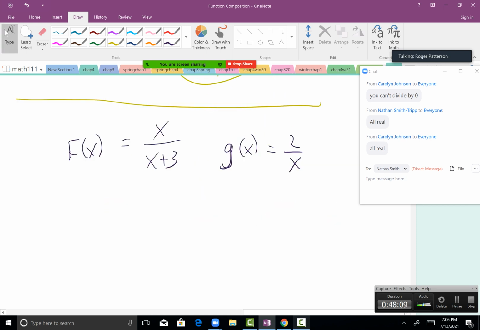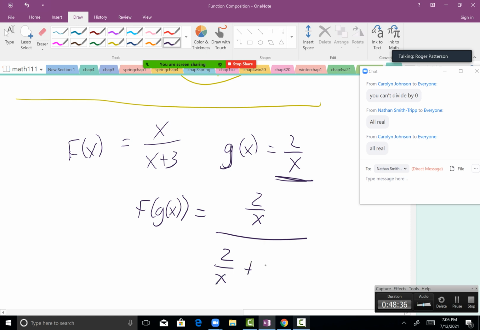All right, so now we got basically two rationals. That's why I didn't give it to you, because I don't like to give you too many rational ones. I think I gave you one, but anyway. So let's look at this one, right? We're going to do f of g of x. I'm going to take the g function and put it into there. So I get 2 over x, oh my goodness, over 2 over x plus 3.